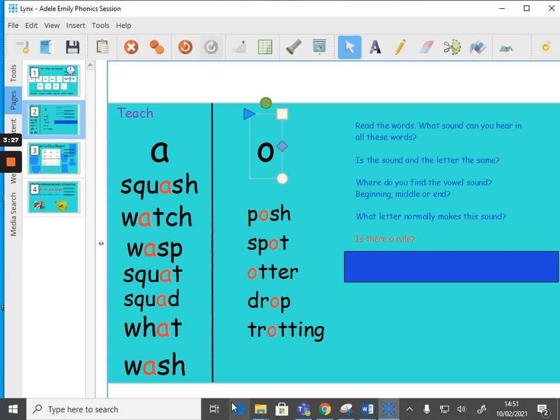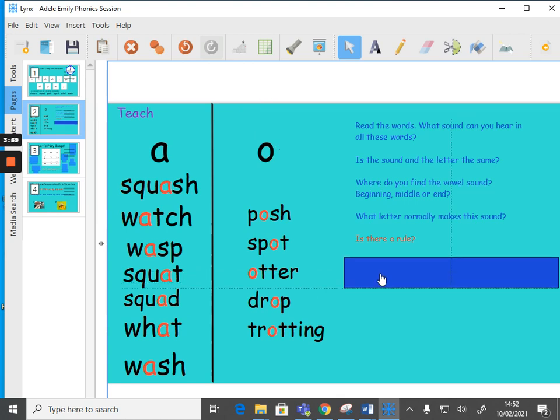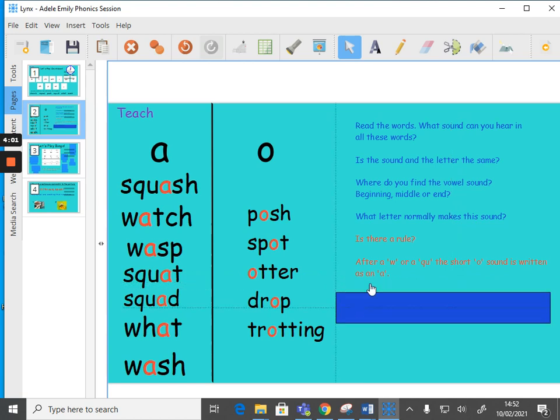Okay. Who can tell me where we would normally find the vowel sound? That's right. The vowel sound is usually in the middle of a word. Now let's quickly go over our vowel sounds. A, E, I, O, and U. And we usually find our vowels in the middle of a word. Okay. Right, has anyone spotted a pattern? Is there a rule that goes with the spelling of these words? Have a look very carefully.